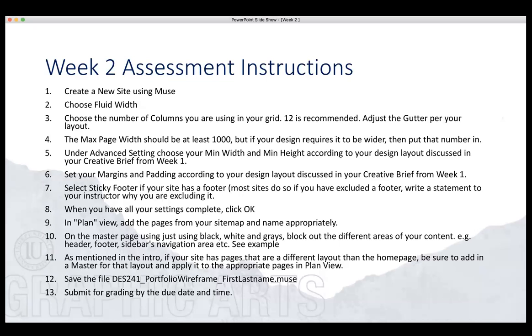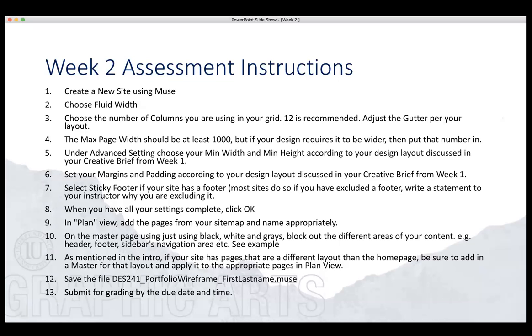In plan view, you're going to add all your pages from your sitemap to your Muse plan view. On the master page, just using black, white, and grays, block out the different areas of your content. Your header, your footer, sidebar navigation areas, anything that's going to appear on every single page.